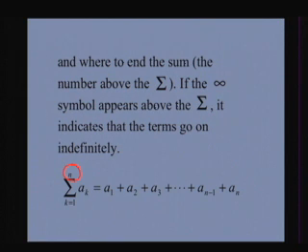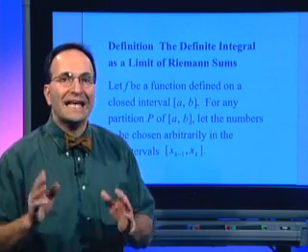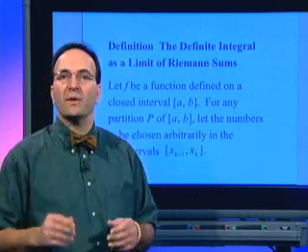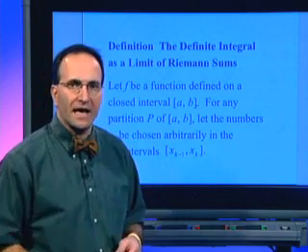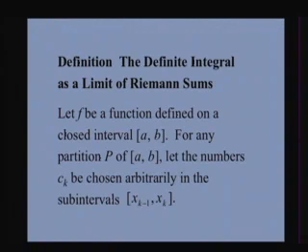And if infinity happens to be the symbol above sigma, where I have my n right now, then it indicates that the terms go on indefinitely. However, we do have an n on this one, and so this is a finite sum. We use sigma notation to write the sum of the area of an infinite number of rectangles between the graph of the curve and the x-axis. Let's take a look at that definition right now for the definite integral as a limit of Riemann sums.